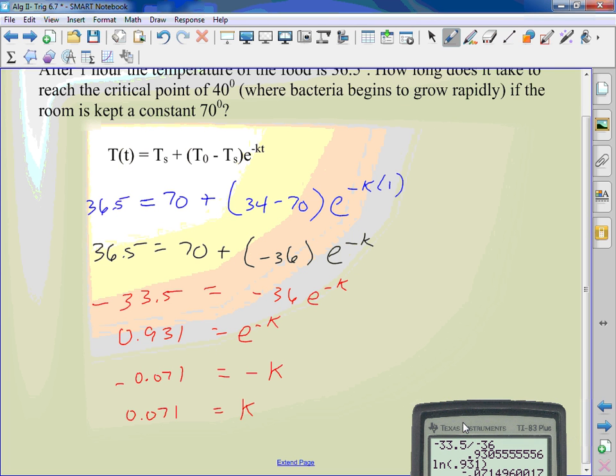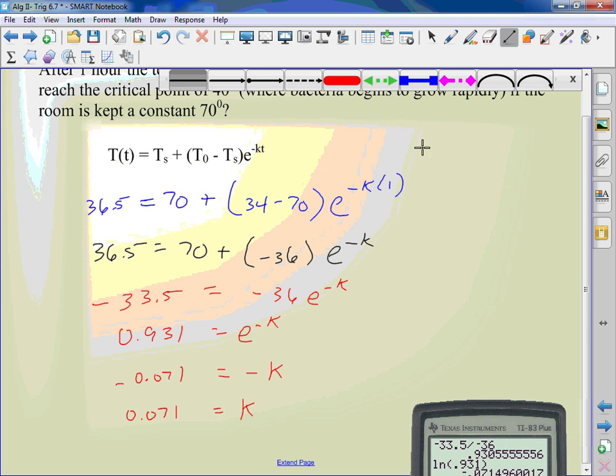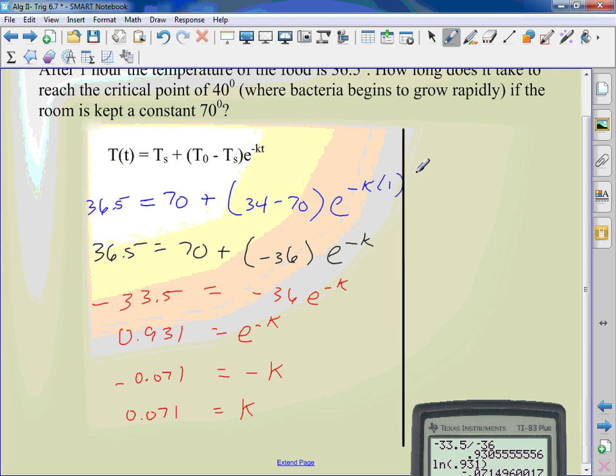Once I have the constant, now I can find out how long does it take to get to 40. Once I find k, then I can go and find out what t is when I know it's 40. So I'm going to redo the problem. But this time, 40 equals 70 plus, and I already know this is negative 36. And this will be negative, whoops, I need a little bit more room.